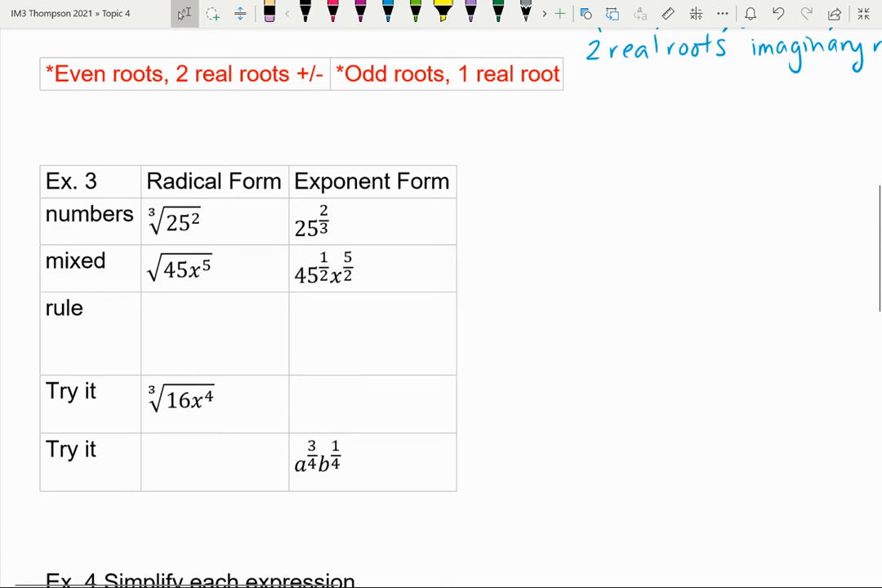An example of a mixed example with numbers and variables. So here, when I don't have an index written on this radical, it's automatically a square root. It's assumed to be a 2. So I have the square root of 45x to the 5th. Now that means I have to take the square root of 45 and the square root of x to the 5th. The exponent on 45 would just be a 1. And then since 2 is the index, that's going to become the denominator. So this is 45 to the 1/2 power times x to the 5/2 power.